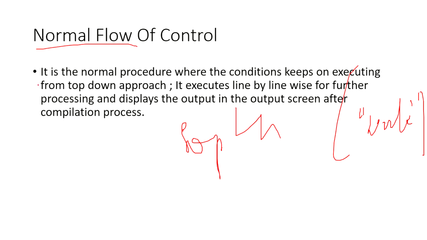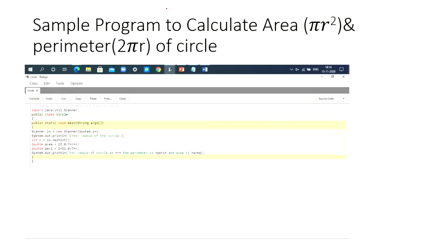But in this chapter, we learn conditional and multiple flow. For example, look, this is a sample program to calculate area and perimeter. Perimeter means circumference of something. I have given a comment. Okay.